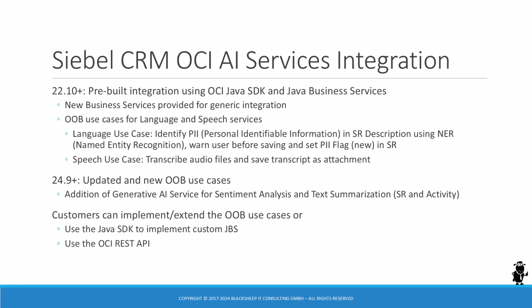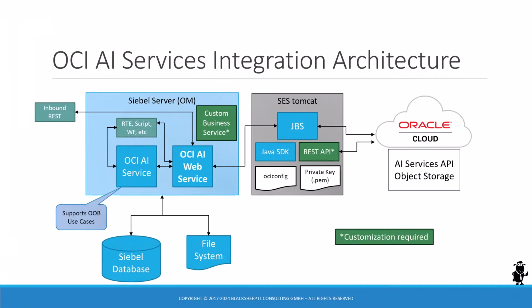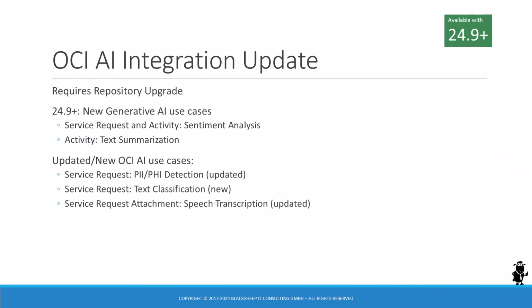It's important to understand that any modern version of Siebel CRM can be integrated with any external API, including cloud-based AI services of any color. Custom integration using the API vendor's SDK or REST API, however, requires significant effort. So, if your vendor of choice is Oracle and you're looking for a kickstarter solution, the pre-built OCI AI service integration sounds interesting. So what exactly is new for OCI AI integration in 24.9?